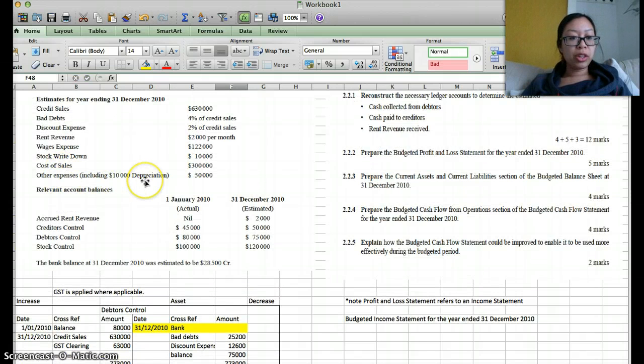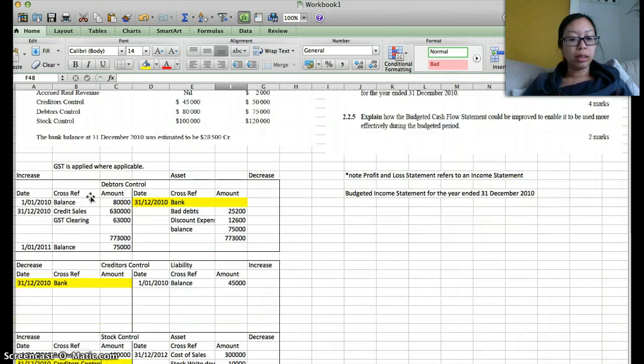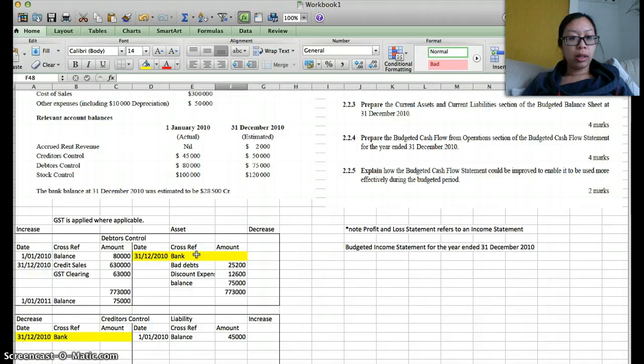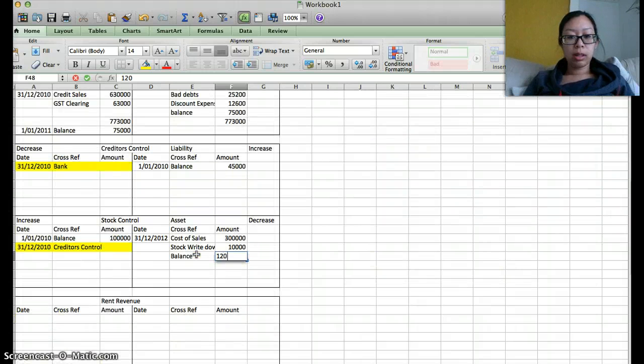Other expense, depreciation doesn't affect it. And looks like that might be it. And we have a closing balance here. Just looking for stock loss or anything like that, but I don't see anything. So let's put balance. It was 120,000. So at the moment this side looks bigger.